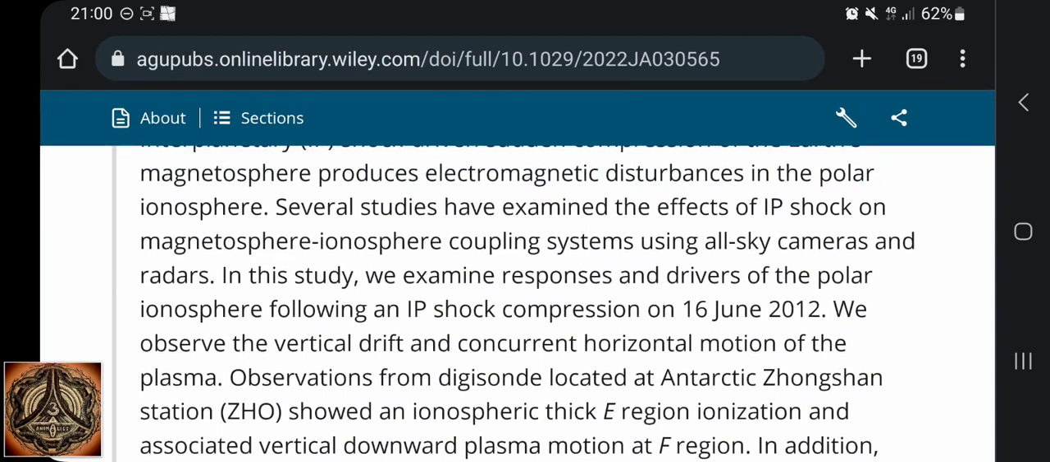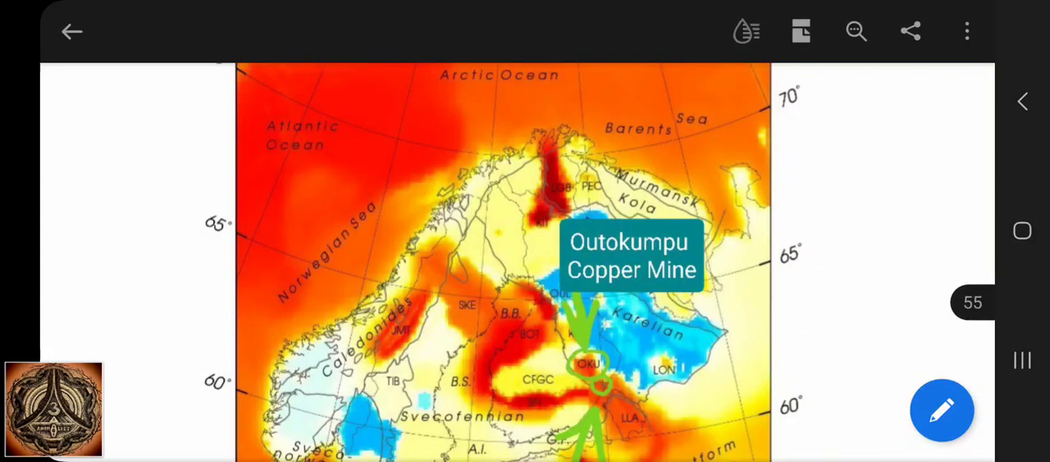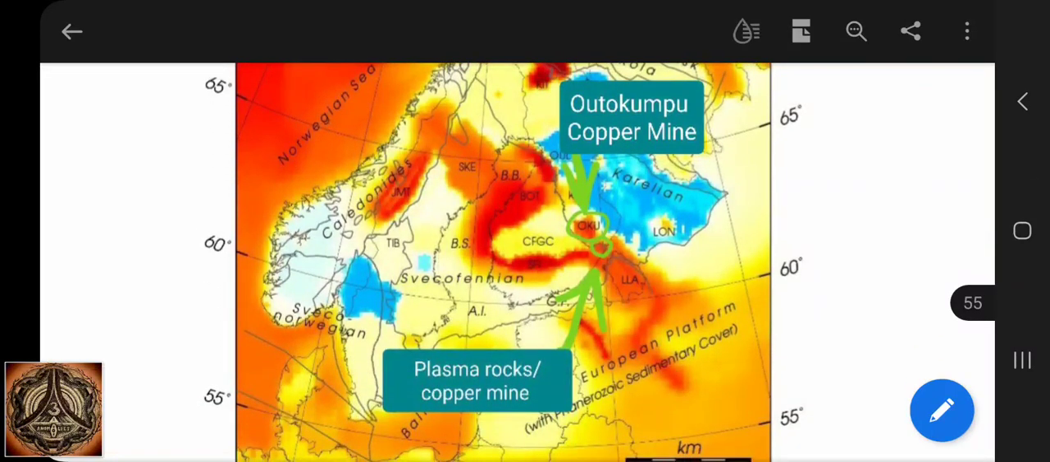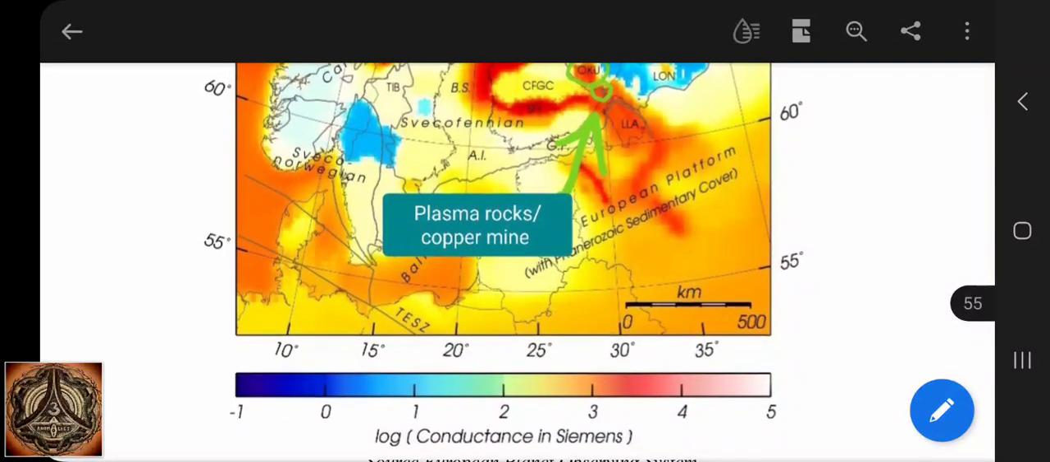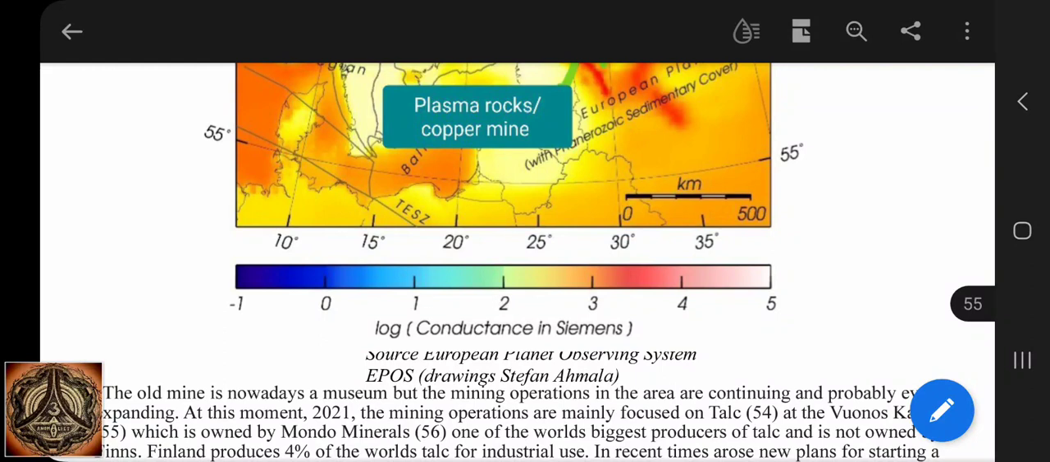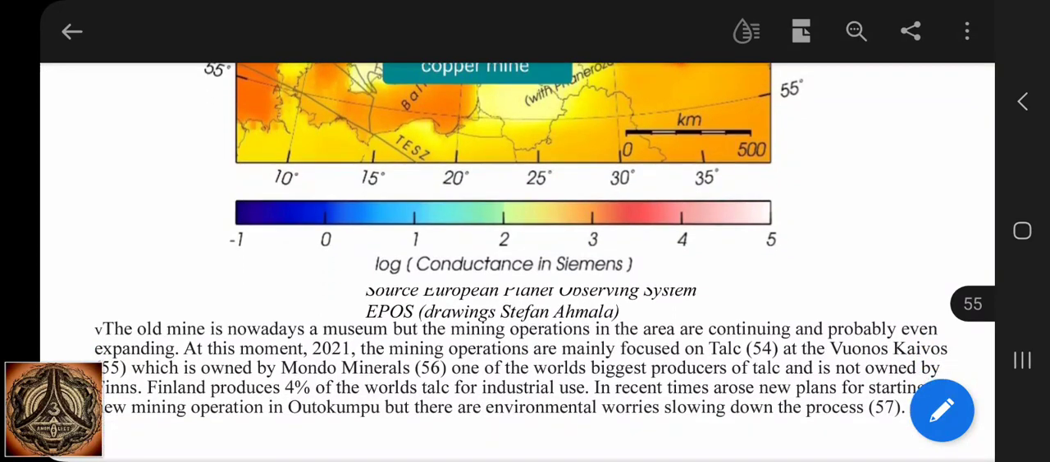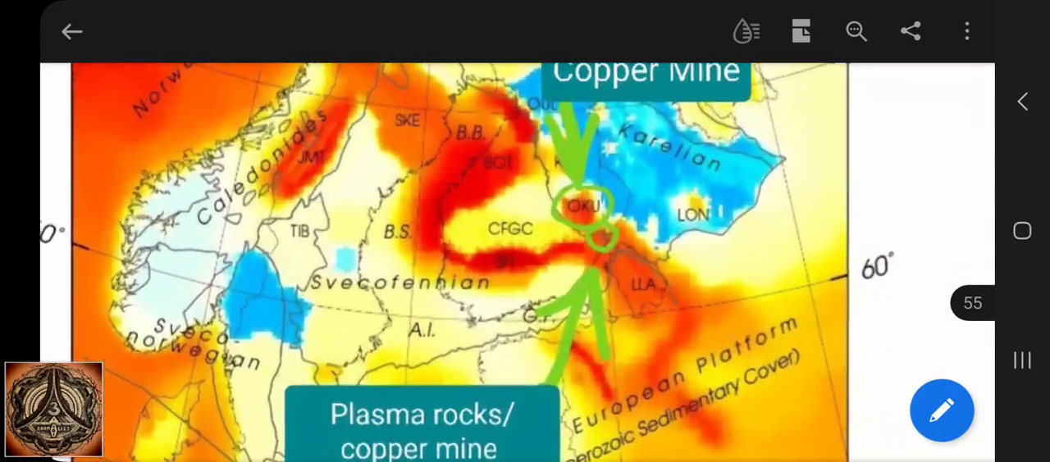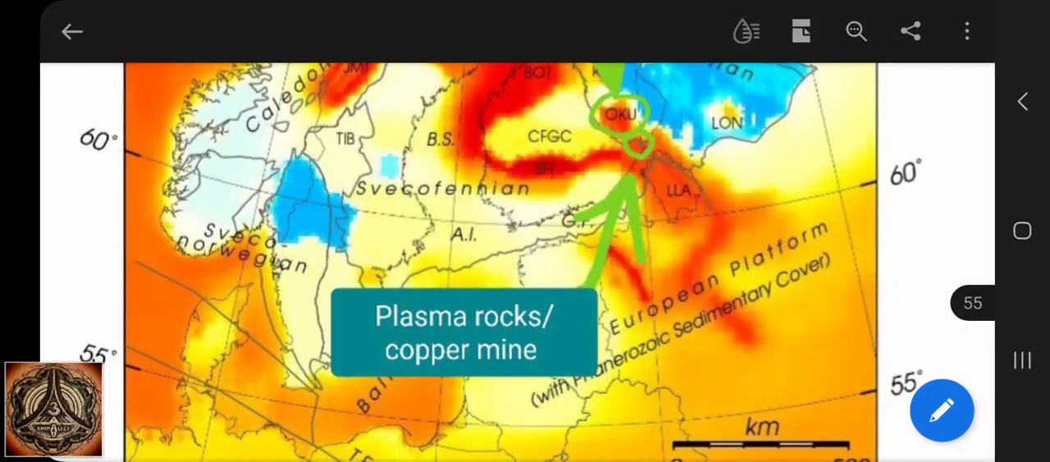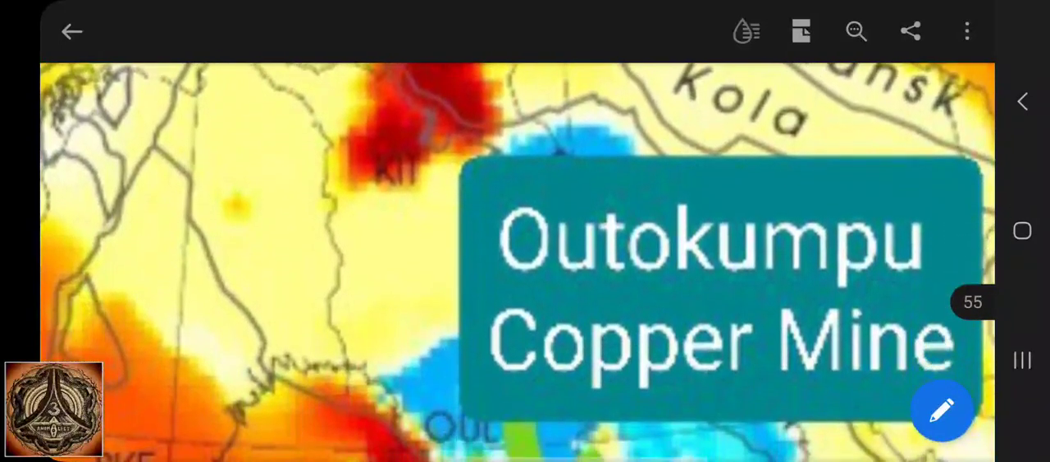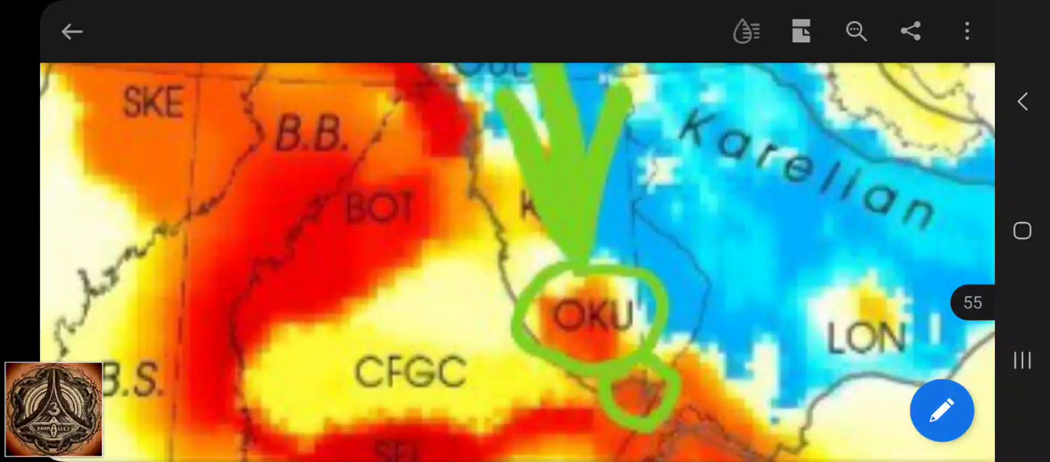So, now I wanted to show you this picture I have been showing you many times. I found it because I was noticing some repetitive weather pattern, and I was learning about the electric universe and stuff like that. So I gave it a go and searched for something which could in a way relate to the weather, and I found this map here. It's a surface conductivity anomaly from the European Plate Observing System, EPOS. And I made the drawings, which are really sketchy. But anyway, the plasma rocks and the copper mine is marked here in this green circle, and the Outokumpu copper mine is in the other green circle. So they are basically side by side.